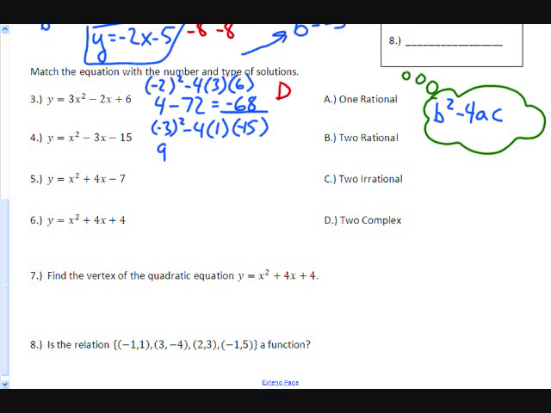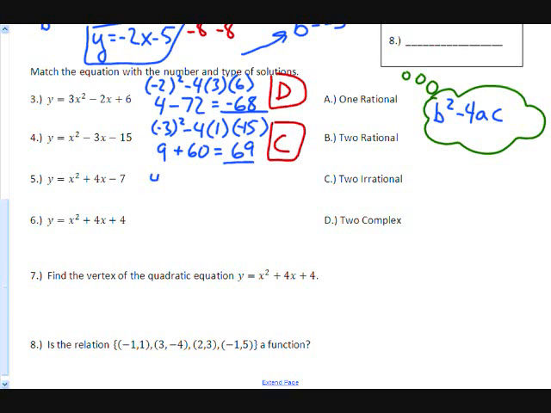That's going to be a 9 plus 60, which gives me a 69. And since the discriminant is a positive number that's not a perfect square, it means it's going to be two irrational solutions, which is letter C. Two irrational solutions is what happens when I have a positive that's not a perfect square.